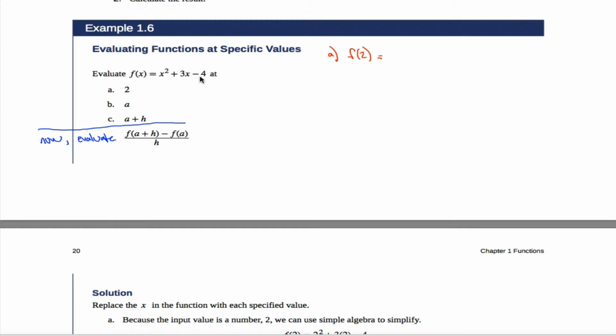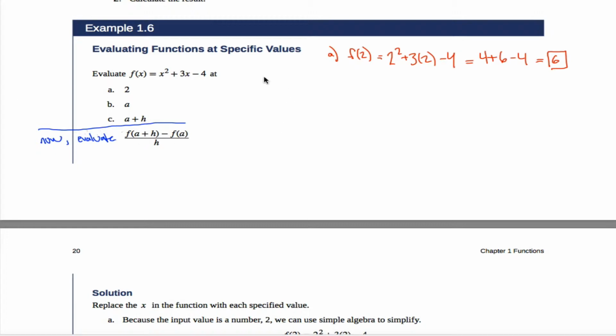Well, it would be very similar to this, except where you see an x, there'd instead be a 2. So it would be 2 squared plus 3 times 2 minus 4. And 2 squared plus 3 times 2 minus 4, well, that's what? 4 plus 6 minus 4, which is 6. So if you're told to evaluate f of 2, your answer would be 6, and the logic would be right here.